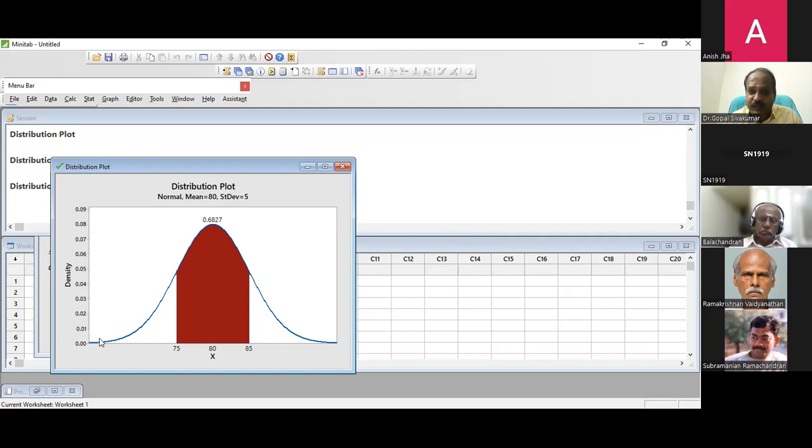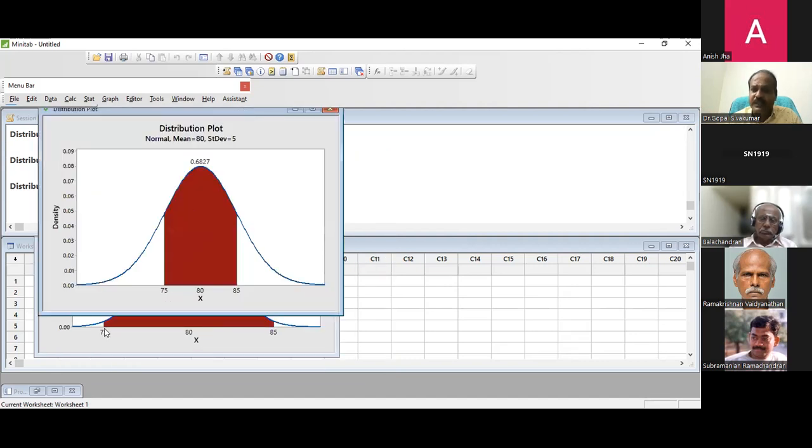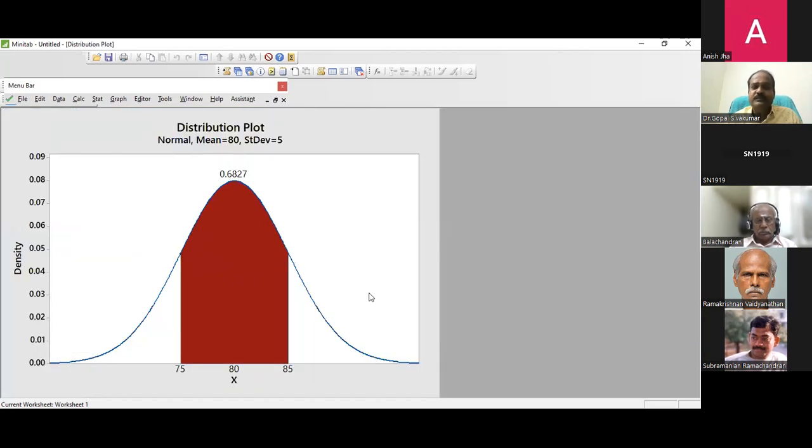But overall, the curve has become very wide. Can you see that, all of you? This curve is wider than the previous curve. Look at where the 75 was earlier, and look at where the 75 is now. This curve is wider. I should simply show it in a bigger manner. So as the standard deviation increases, the curve will stretch outwards.